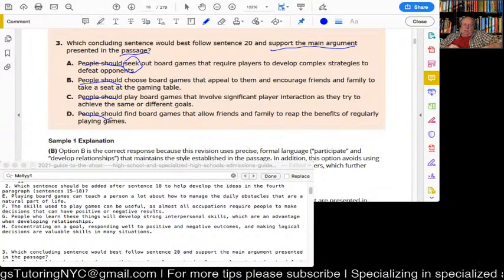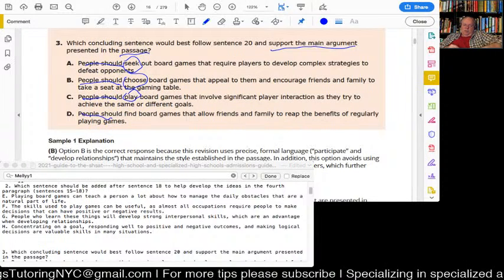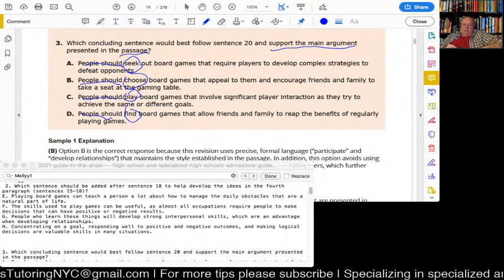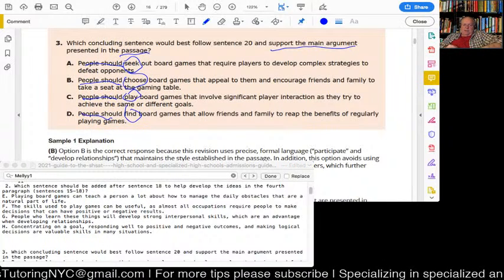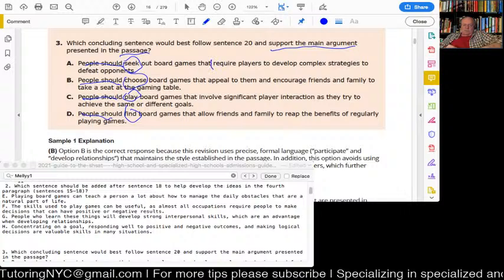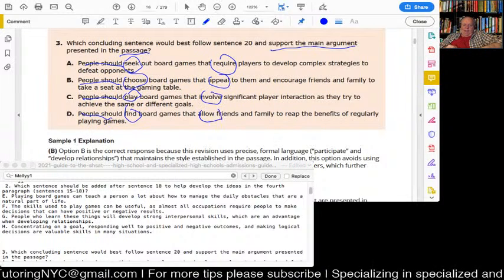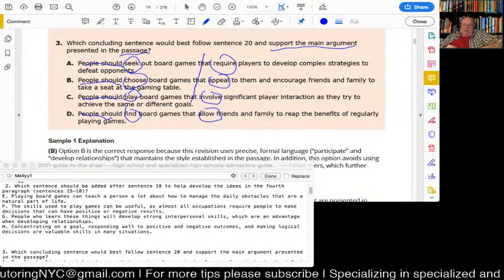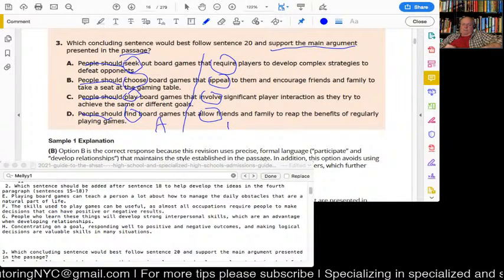Seek, choose, play, find. And then there's board games, board games, board games, board games. And then it's require, appeal, involve, and allow. So there's a split here again, right there, like that. So there's an A part to this question and a B part.